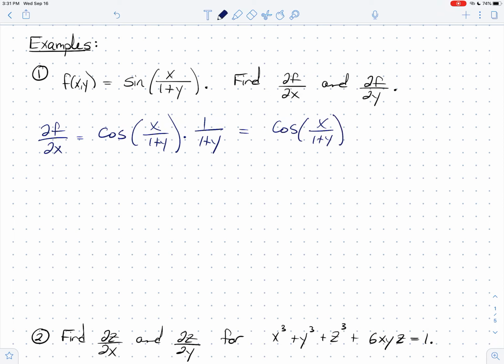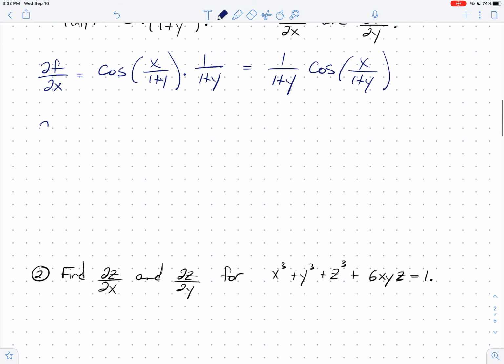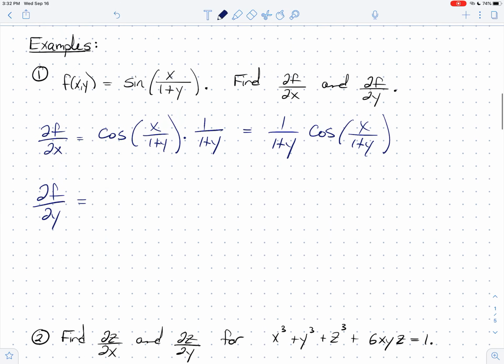You know what, let's just leave it. I was going to say 1 plus y like that, but with the fraction on the inside, it's kind of messy. So maybe we can write it like this. Somehow I like that out front. And then we'll have a cosine of x over 1 plus y. Okay, partial f, partial y is a little bit harder because now y is downstairs.